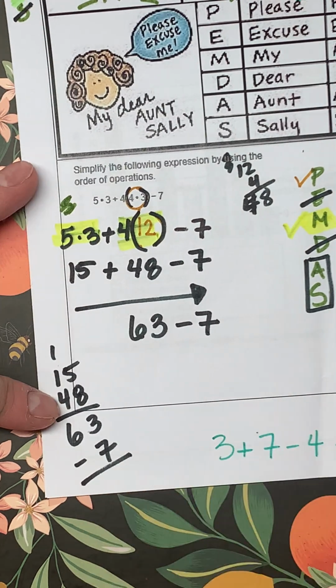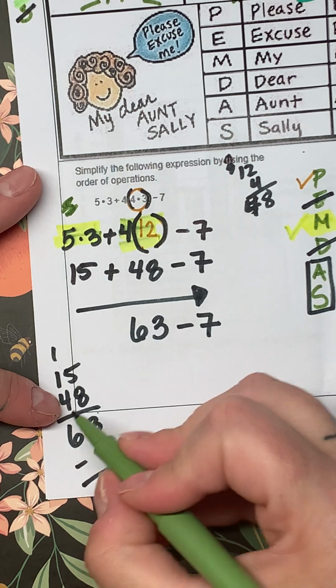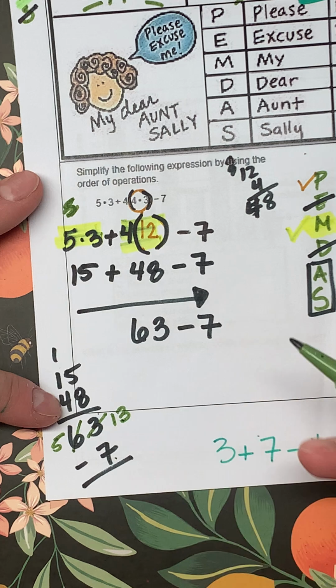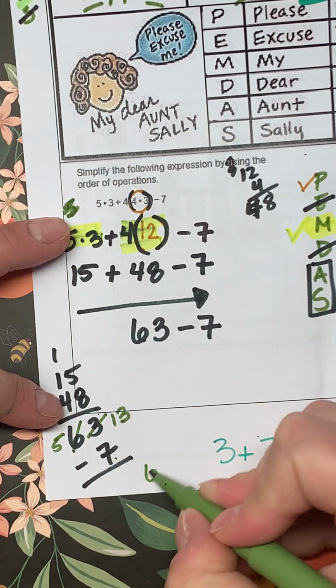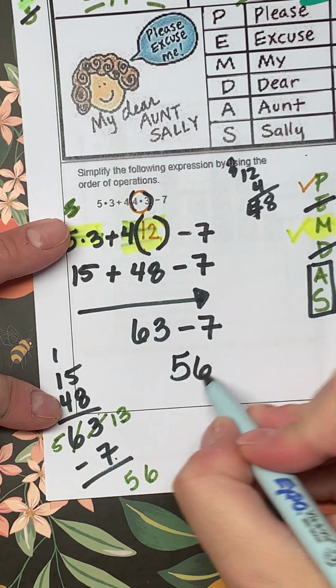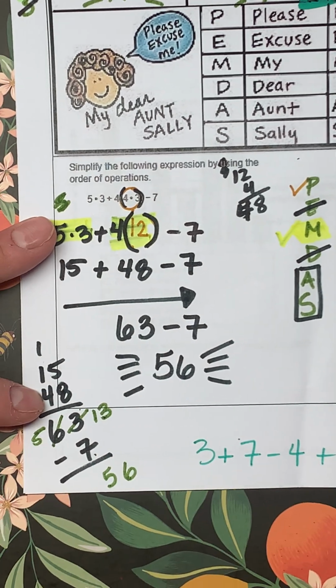Okay, so I got minus 7. I can't subtract 7 from 3, so I got to change that 6 to a 5, change the 3 to a 13. Okay, subtract those and we get 13 minus 7 is 6 with a 5 in front. So this makes 56. Yay! Okay, again.